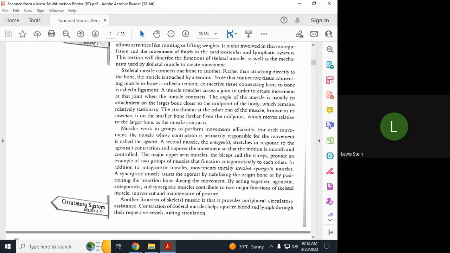Agonist and antagonist. The muscle whose contraction is primarily responsible for the movement is called the agonist. The second muscle, because they're almost all in pairs, stretches in response and opposes the movement, so it's smooth and controlled. That's the distinction between flexors and extensors, abductors and adductors, internal and external rotators. All of those are effectively agonist and antagonist pairs. And what defines the agonist?